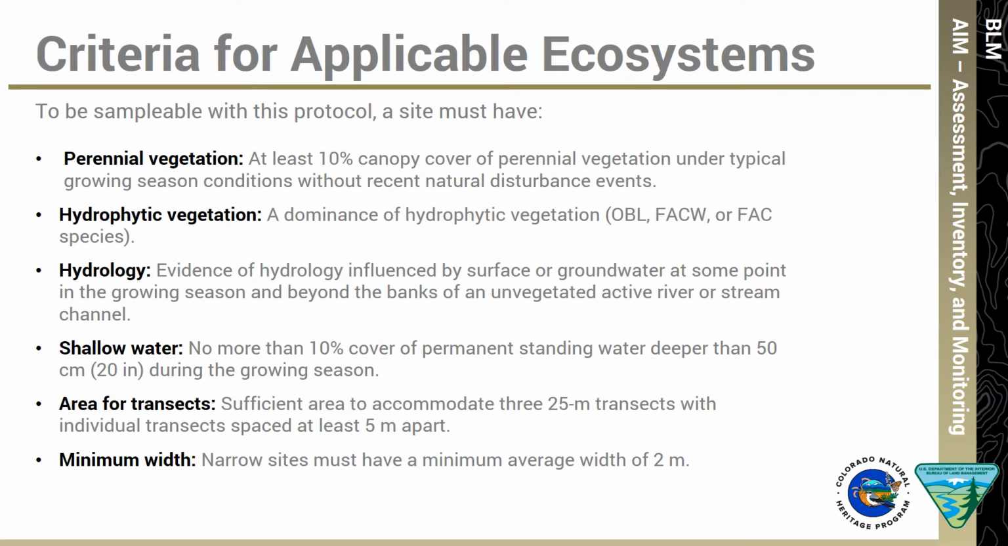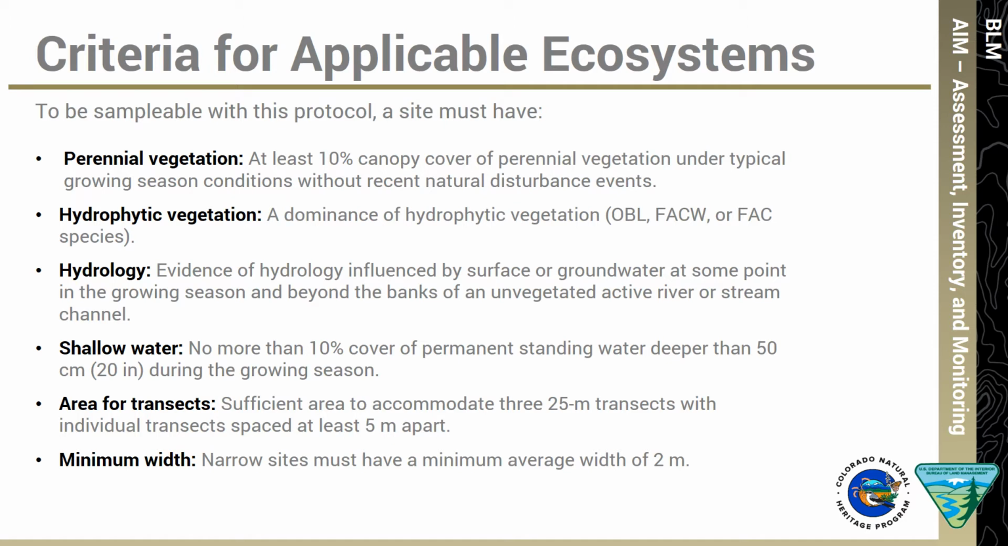To further bound the environments appropriate for sampling, the protocol contains a set of 6 field criteria that must be met. To be sampleable with this protocol, a site must have perennial vegetation: at least 10% cover of perennial vegetation under typical growing season conditions without disturbance, meaning heavy livestock use, wildfire, or flooding. Hydrophytic vegetation: with an existing canopy cover, the site must be dominated by hydrophytic vegetation, or species rated as obligate, facultative wetland, or facultative. Hydrology: the site must have evidence of hydrology influenced by surface or groundwater at some point in the growing season.